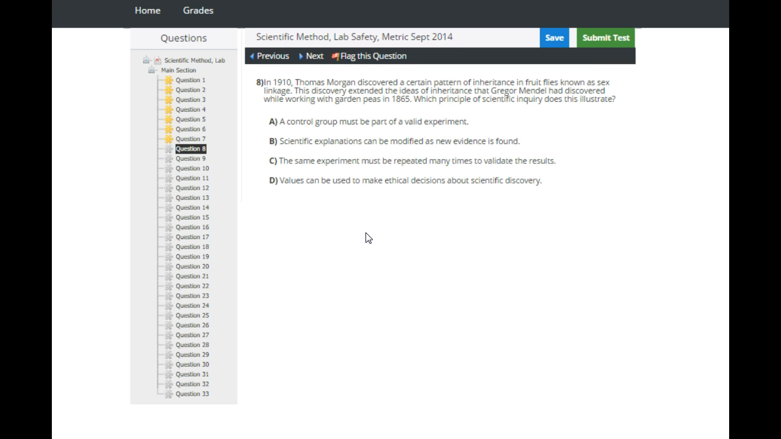Let's look at D. Values can be used to make ethical decisions about scientific discovery. We have no idea what kind of ethical decisions are being made or what they're talking about, so that would never be asked of you. If it's not something that you know and you studied, I wouldn't try to trick you with something like that. So that doesn't make sense. So it's got to be B. Scientific explanations can be modified as new evidence is found.